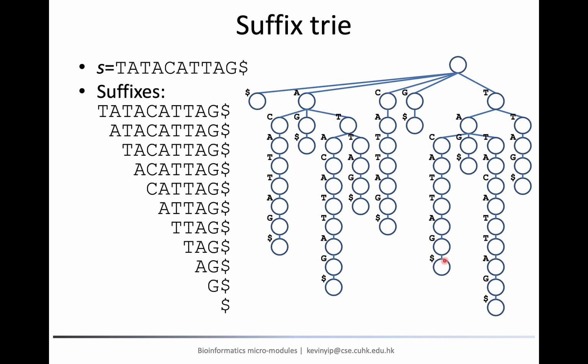Before moving on, there are two more things that we should mention. First, if a node has several children, we order them alphabetically from left to right, and the $ symbol is always ordered before all other characters. For example, in the suffix trie here, the root contains 5 children, and we order them from left to right alphabetically, representing $, A, C, G, and T.